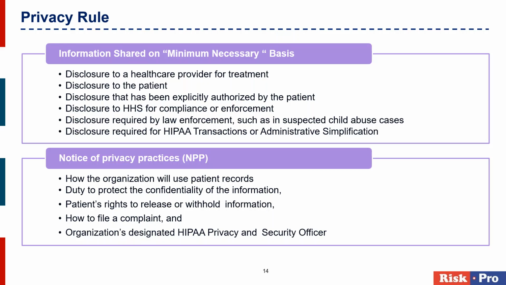There is a duty to protect the confidentiality of the information. It also states the patient's rights, if he wants to withhold or release the information. Those are the options an organization should take care of. It must also explain how to file a complaint if he is not satisfied, and how he can proceed to the regulatory bodies. The organization must designate HIPAA privacy and security officers. That is a mandatory part of the NPP.